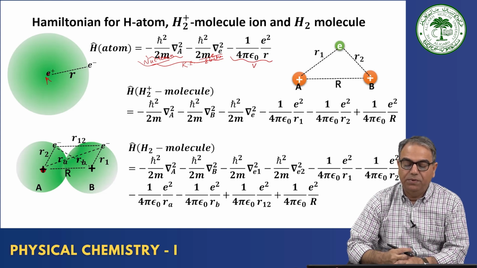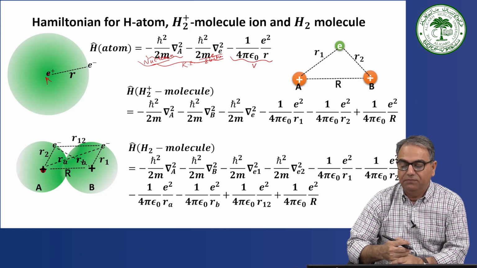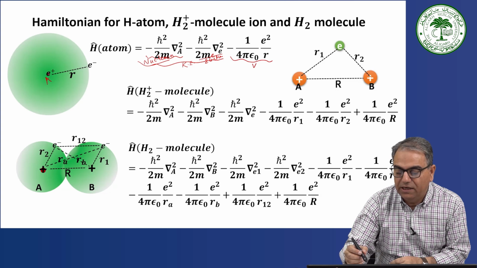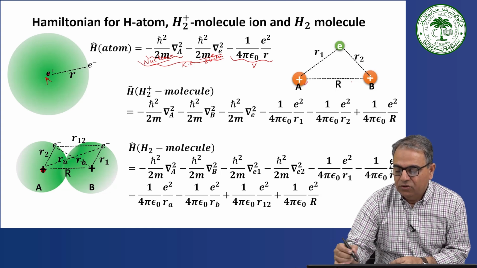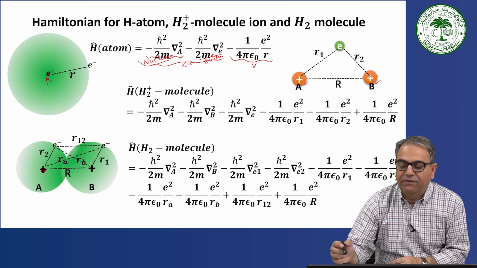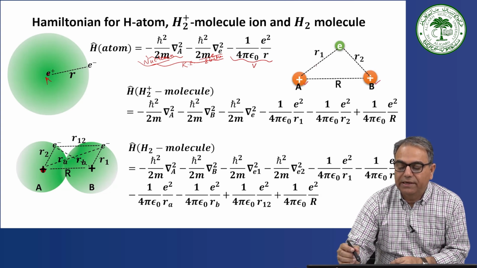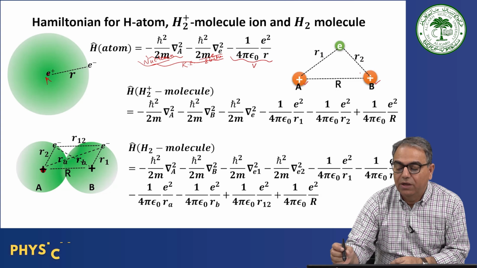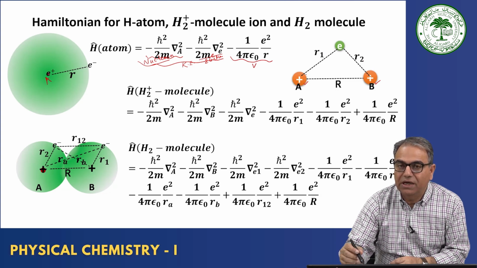If we have the H2 plus molecule ion, what can we write? In H2 plus, I have shown two atoms A and B, so A nucleus and B nucleus, and we have an electron. The electron is attracted by the A nucleus; the distance of separation is R1. The electron is attracted by the B nucleus; the distance of separation is R2. In addition to these two attractions, there is also the internuclear repulsion, and the distance of separation between the two nuclei is capital R.